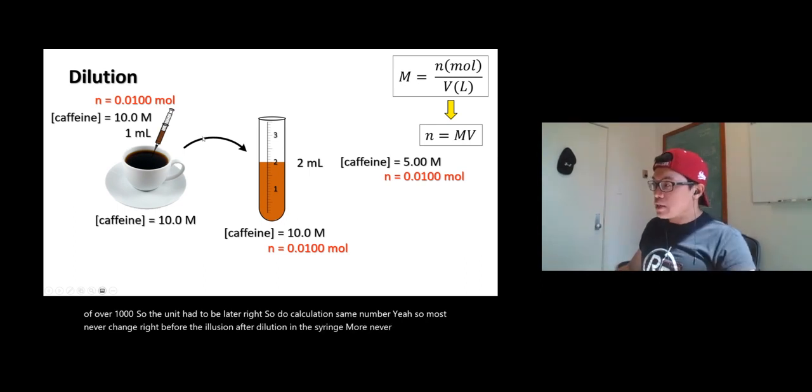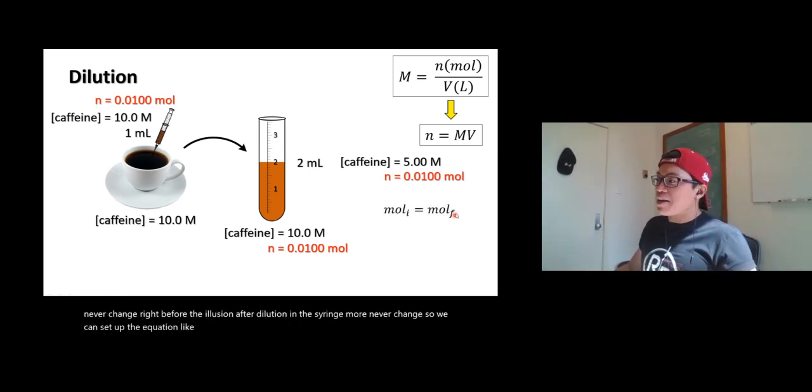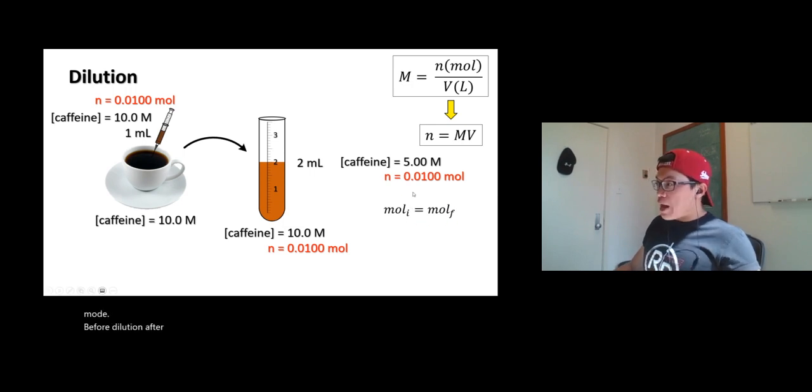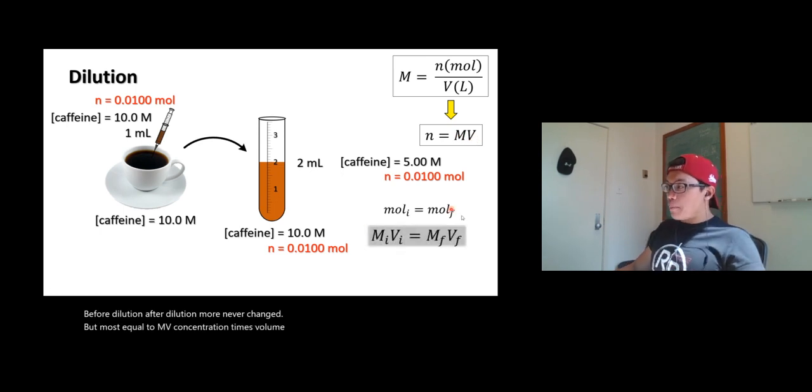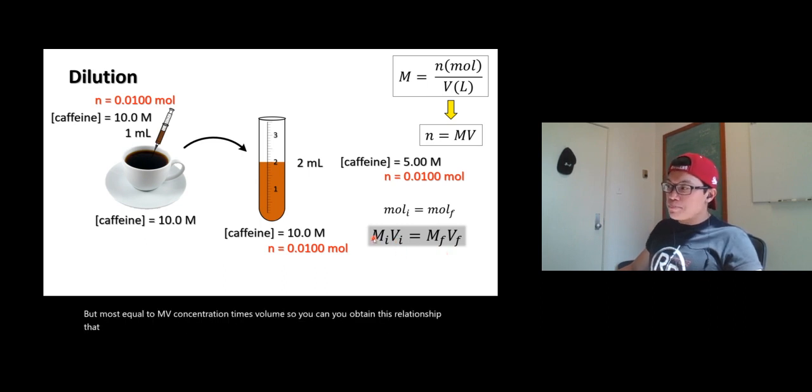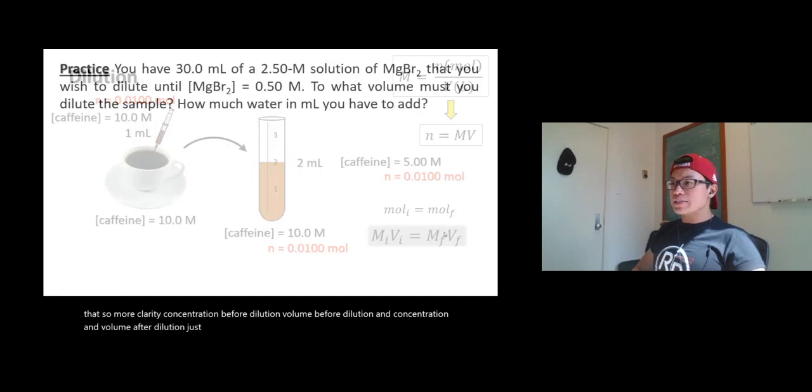So we can set up the equation like this: initial mole and final mole. Before dilution, after dilution, mole never changes. But moles equal to M and V, concentration times volume. So you obtain this relationship. Molarity, concentration before dilution, volume before dilution, and then concentration and volume after dilution. Just one equation. Now let's take a look.